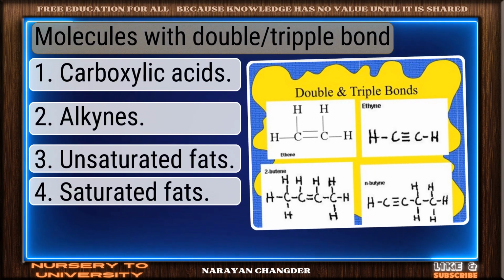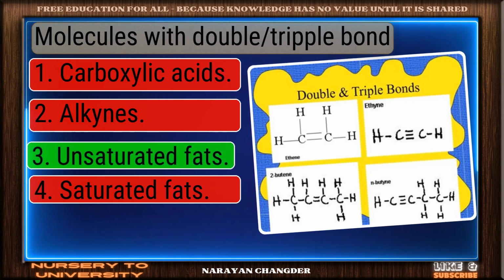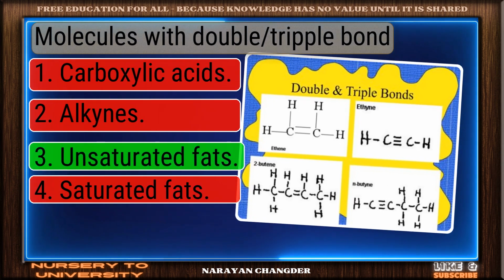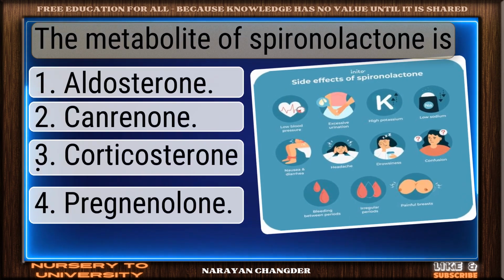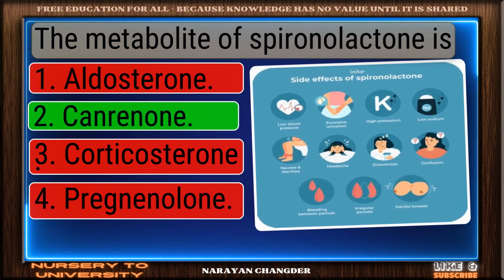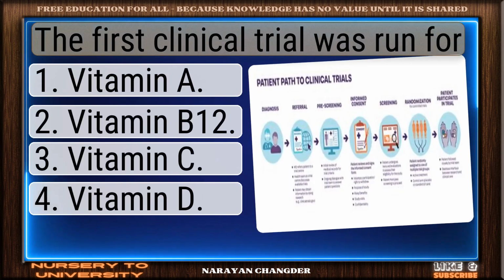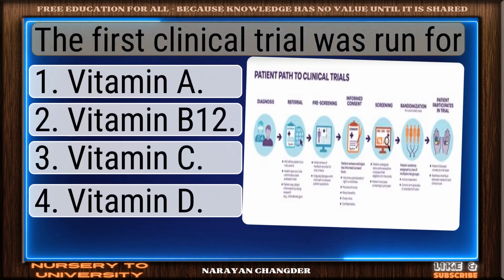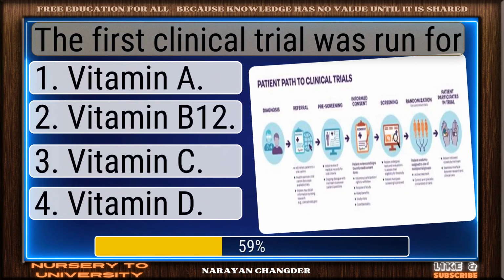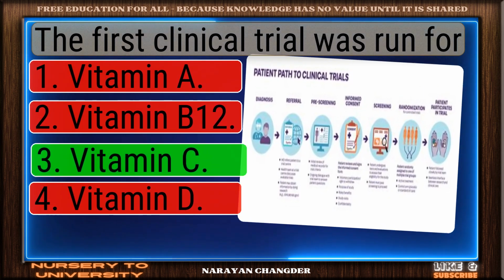Molecules with double or triple bond. You're right. Unsaturated fats is the correct answer. The metabolite of spironolactone is. Nice work. You chose canrenone, and it is correct. The first clinical trial was run for. Bravo. Vitamin C is the answer.